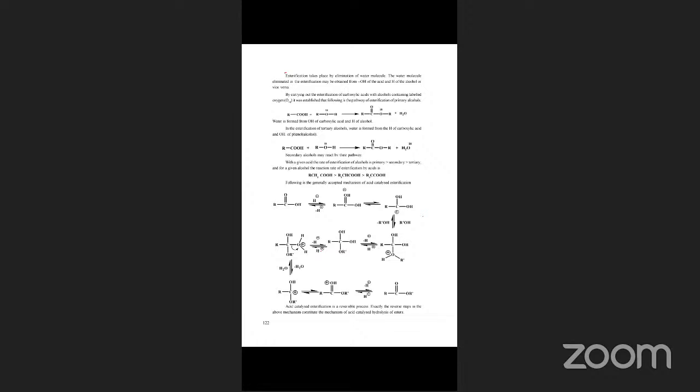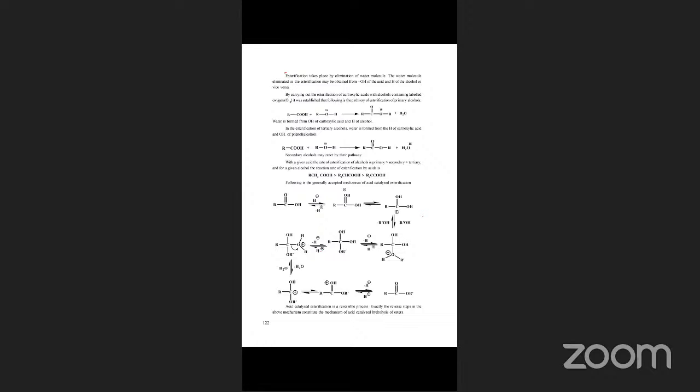What is acid? RCOOH is acid. So how would you say that is acid? Acid means which releases proton, H plus ions, easily. Which releases H plus ions in solution, that is acid. Which releases OH minus ions, it is base.